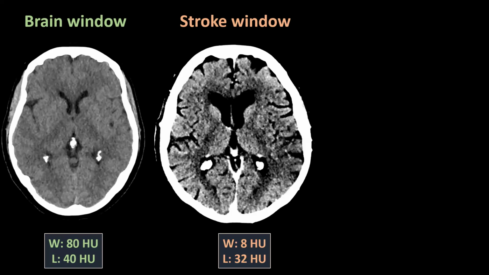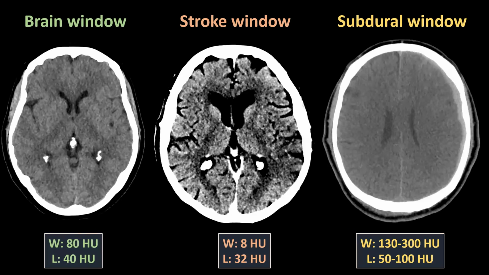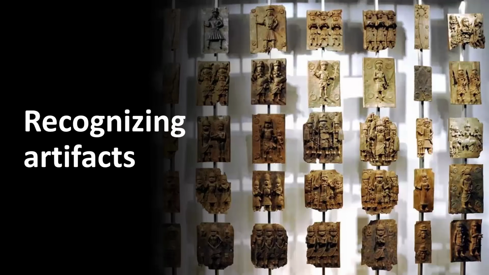But if you're dealing with a stroke patient, use the stroke window. Use a window center that's about the density of gray matter with a very narrow window width. And in a subdural window, use a window center that's about the density of acute blood and use a relatively wide window width to generate more contrast between the skull and a small subdural hematoma.